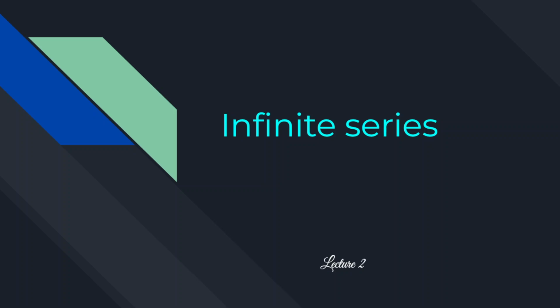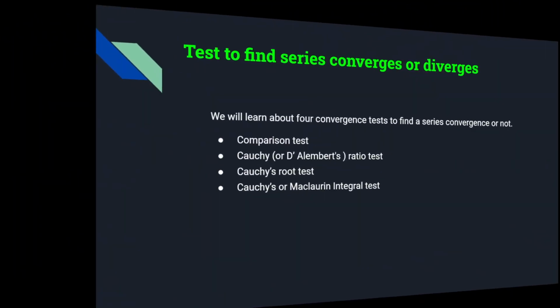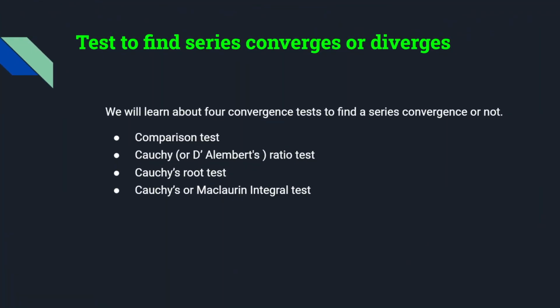In the first lecture, we learned what a sequence is, what a series is, and the three types of infinite series: convergent series, divergent series, and oscillatory series, along with their definitions and how to identify them. We also learned about the geometric series, but in this topic we will learn about tests to find whether a series converges or diverges.